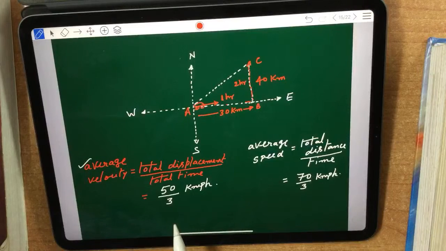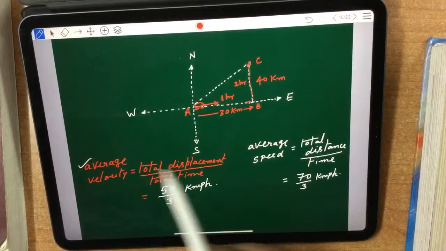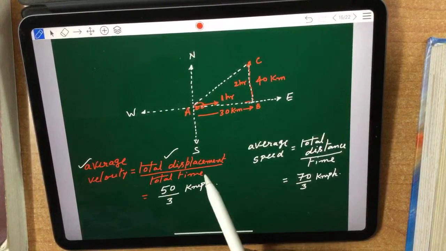Distance by displacement is greater than or equal to 1. Sometimes they ask a theory question like this. Distance by displacement is always greater than or equal to 1. Maximum equal to 1. Fine. So, average velocity is total displacement by total time.